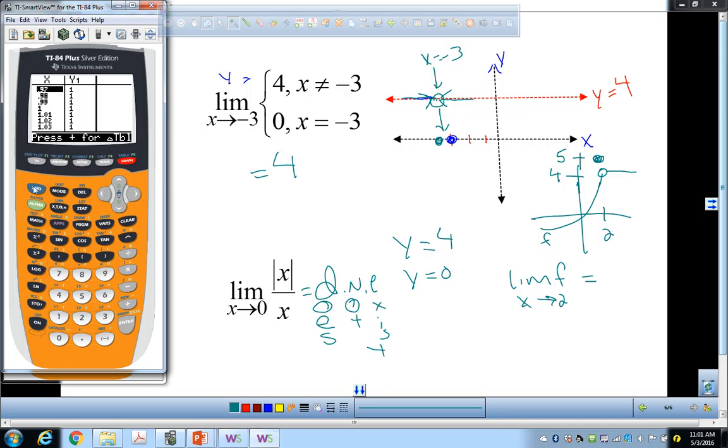Also, if I look at my table, second table, close to 0, like -0.1, I can see that very close to 0 the value of my function is -1. That's because I'm dividing by a negative, which will always be -1 when x is a negative number. This will always be +1 when x is a positive number. That's why it has that graph where it jumps from -1 to +1, so the limit is DNE.